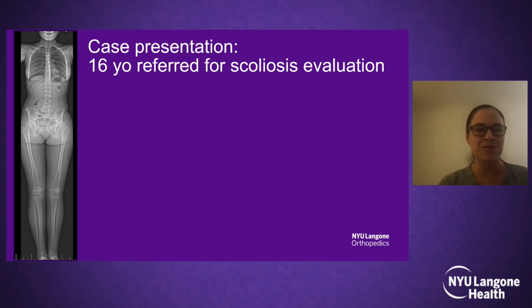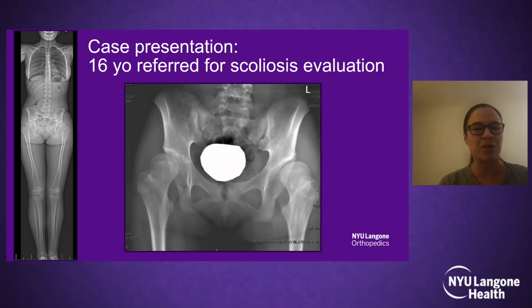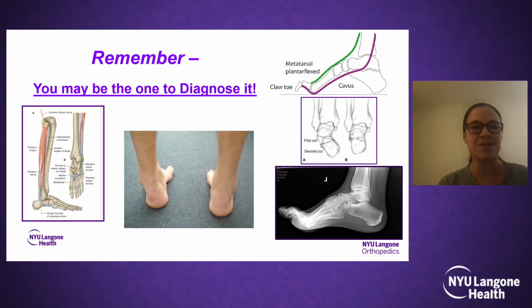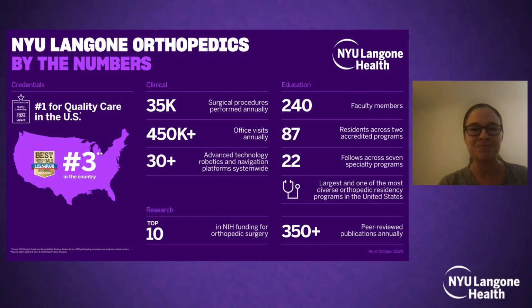And lo and behold, here's her EOS. And if you really look closely, this is her pelvis. This is bilateral hip dysplasia with subluxation. This is caused by a peripheral neuropathy. So when you see this, again, think Charcot-Marie-Tooth, and here are her cavus feet. Okay, so in summary, remember, you may be the one to diagnose cavus feet. You will see some of these patients, and I hope this talk has been very helpful, and I'm looking forward to hearing the rest.